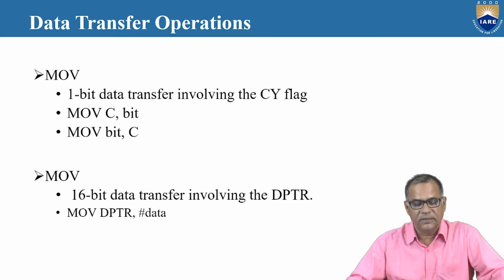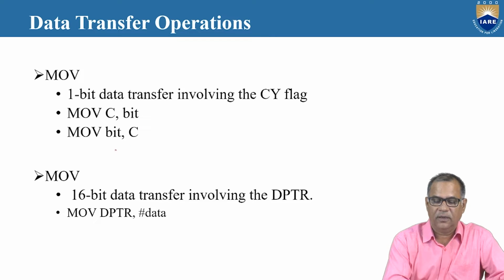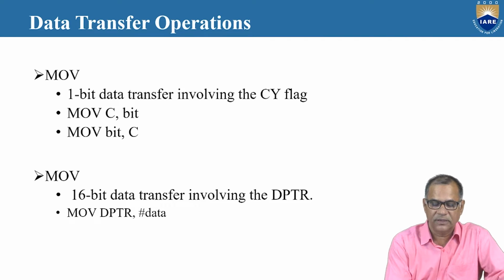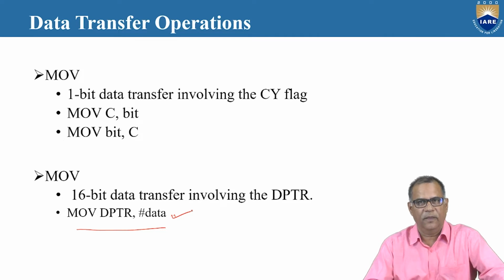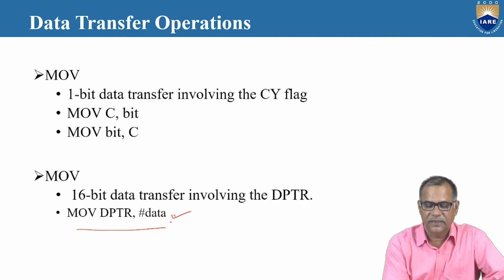So now let us see 1-bit transfer involving the carry bit: MOV C, bit or MOV bit, C. And for 16-bit data transfer involving the DPTR, we use MOV DPTR, immediate data. DPTR is the data pointer register, which is a 16-bit register. So MOV DPTR, #data. So this data has to be 2 bytes.